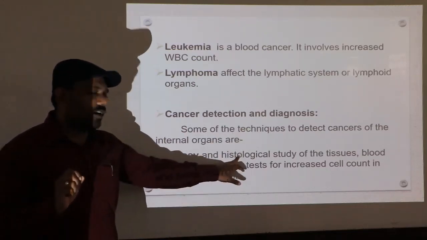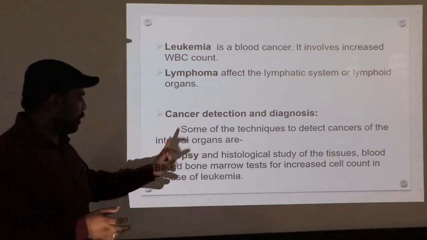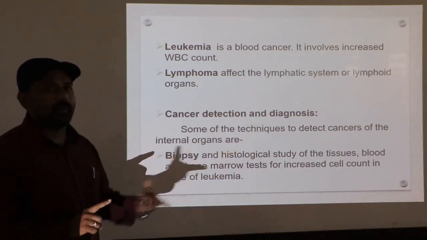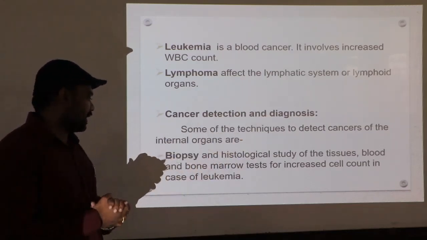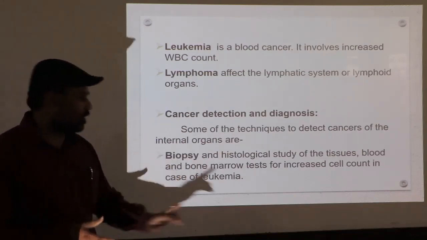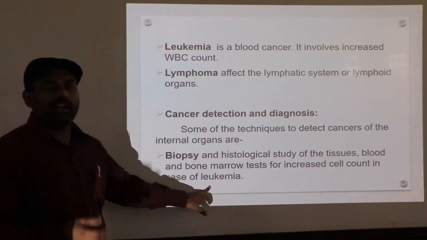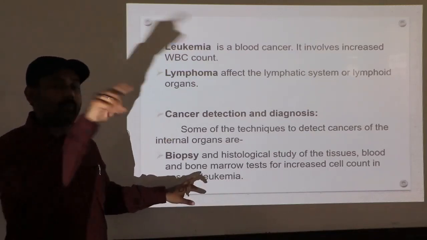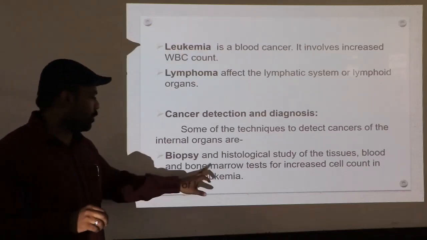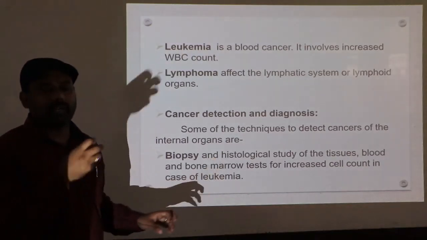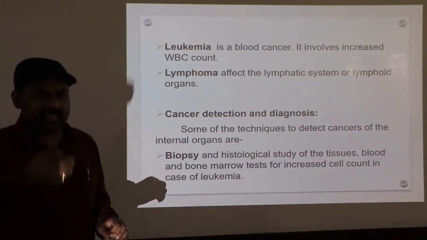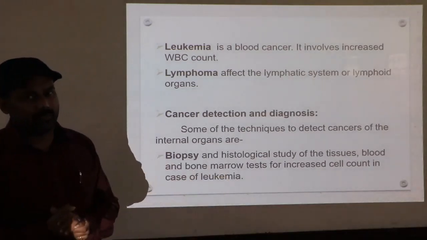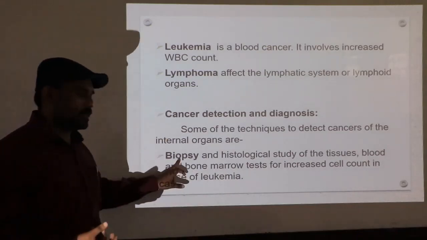Do remember, study of tissue is called histology. So biopsy and histological study of tissues, blood and bone marrow. Test for increased count in the case of leukemia. In case of leukemia, we can detect the cancer by an increased count of WBCs, which are formed by the bone marrow. By taking a thin section from the bone marrow, we can understand the cancer, that is leukemia. Clear? So in case of organ cancer, that is biopsy.